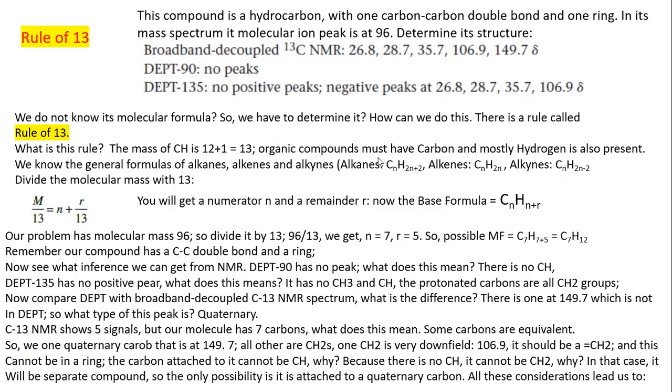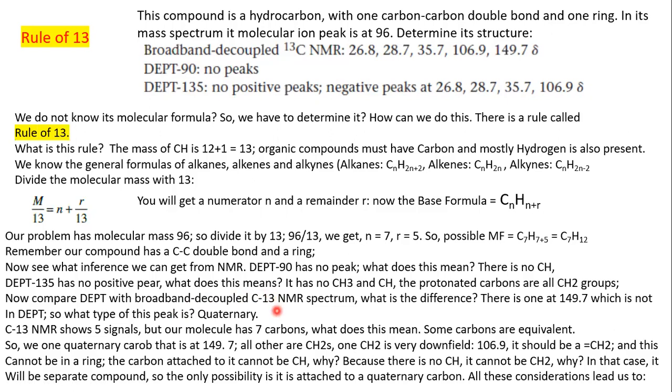Remember from the data that our compound has a carbon-carbon double bond and a ring. This is the knowledge that we already have. Now, see what inference we can get from NMR. Look at DEPT 90, we have already talked about this. And then carefully study DEPT 135 and you will be getting certain information. Compare DEPT with broadband decoupled C13, and you will be getting another information. That is the information about what?